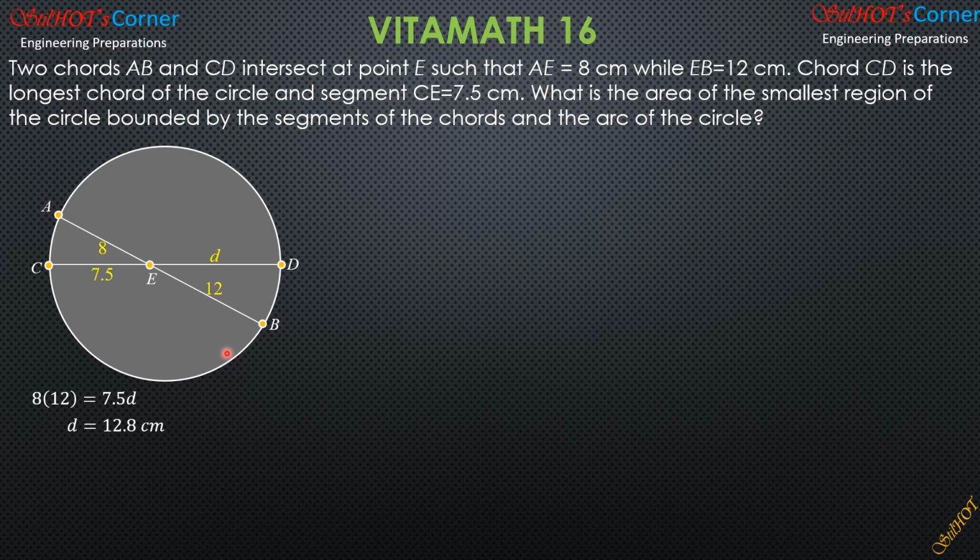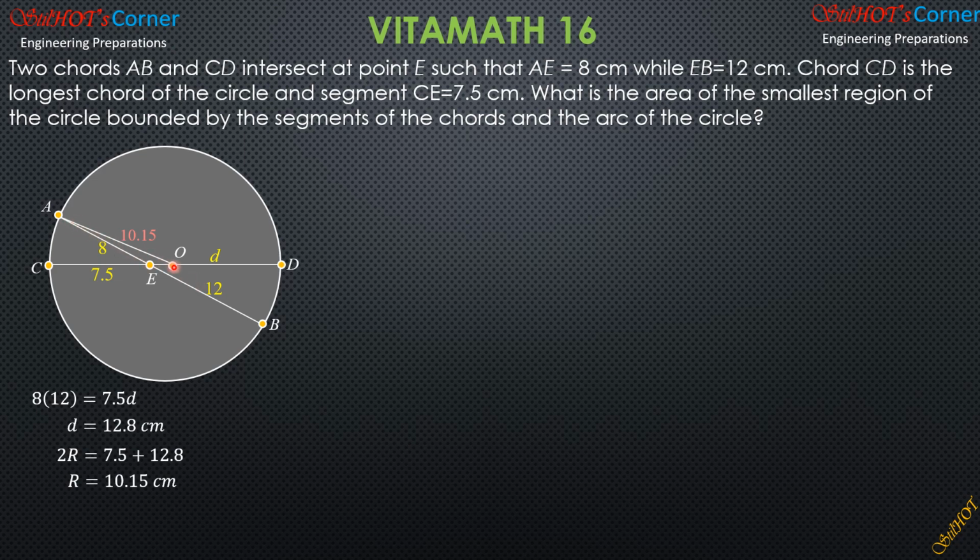Otherwise, the problem is wrong. So 2r, the diameter, is twice the radius of the circle. It is equal to 7.5 plus D, 7.5 plus 12.8. So 20.3 divided by 2. So the radius of the circle is 10.15 centimeters. So let's locate now the center, which is at O. And that's the radius, OA, 10.15.